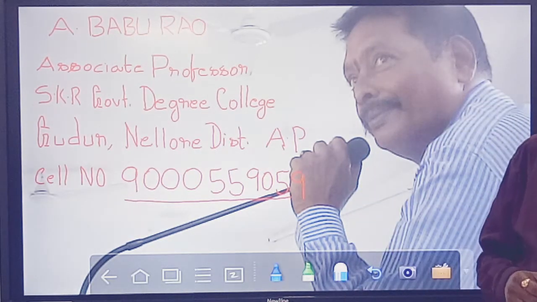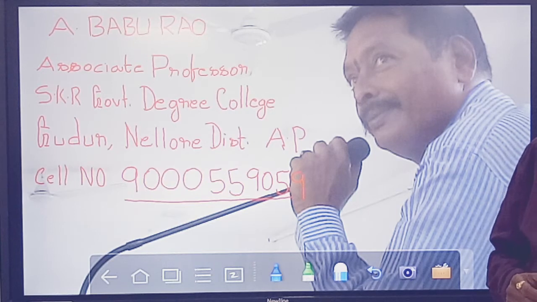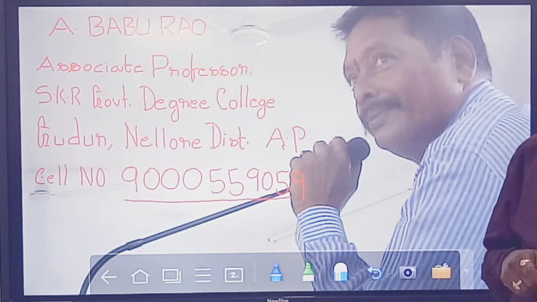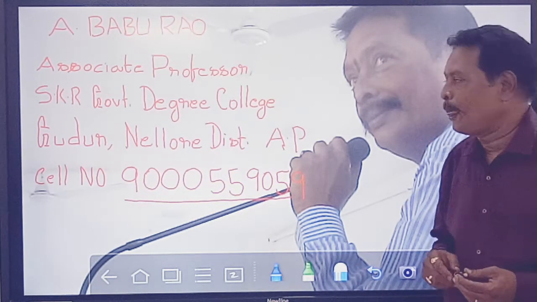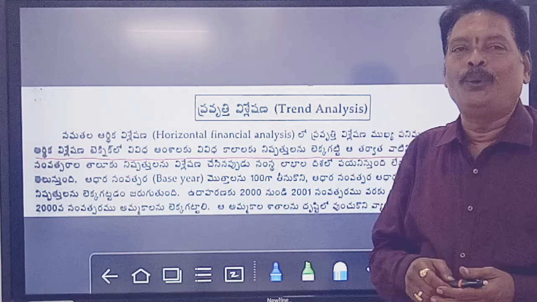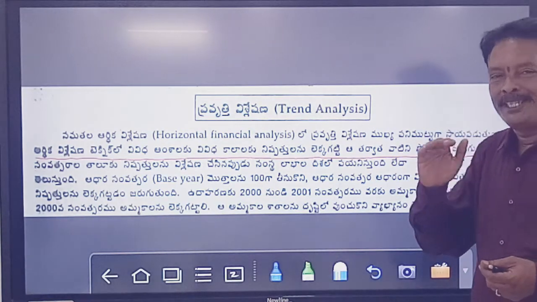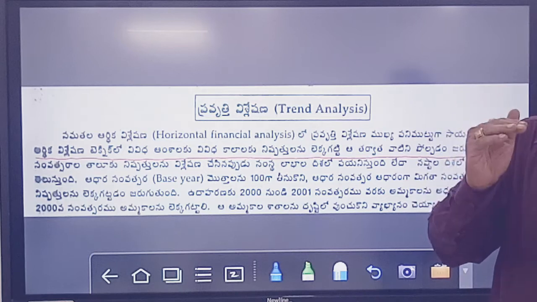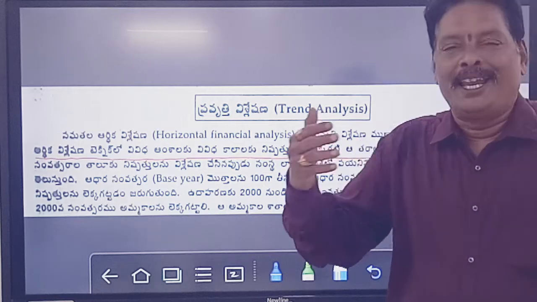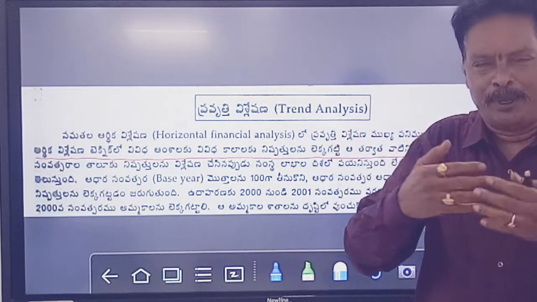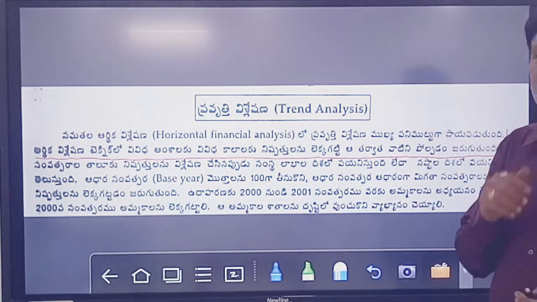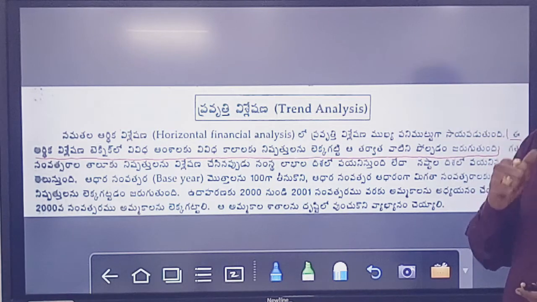Today our topic is trend analysis, which is a part of the financial statements. This is the last model of the financial statements. In this trend analysis, the student must calculate percentages for all items of each year, and then his duty is to analyze or compare all the percentages and analyze the statement. This is the duty of the student.